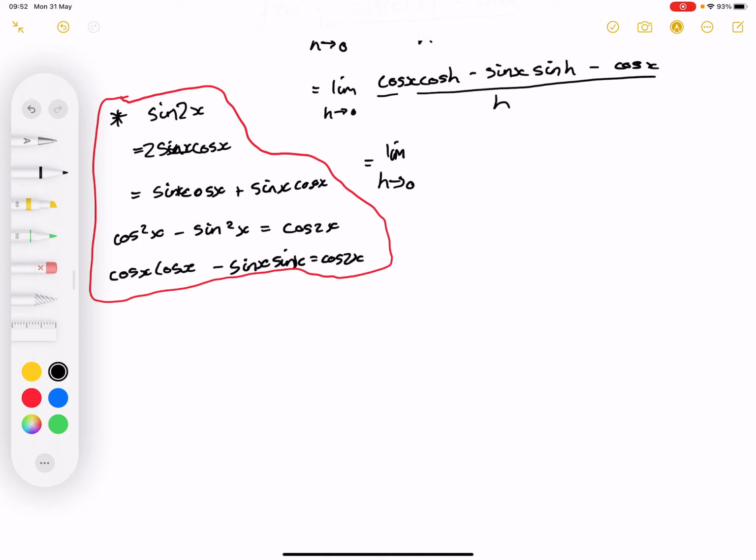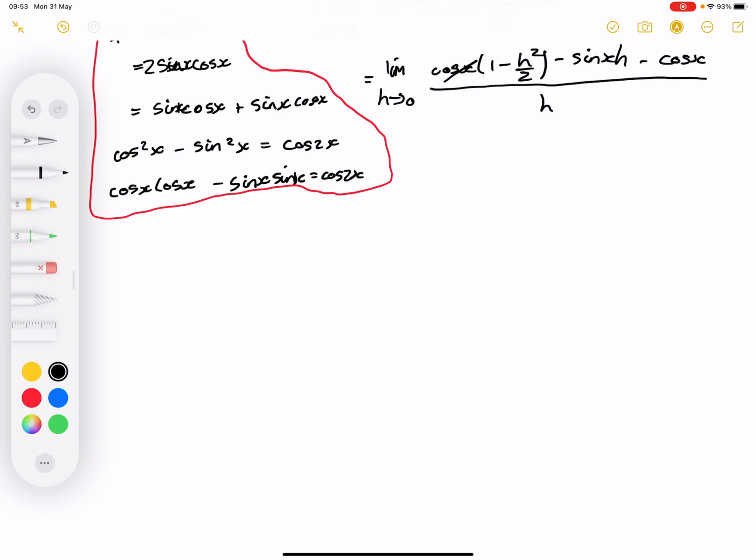I'm going to evaluate what some of these things will be when h becomes small. So cos h will become 1 minus h squared over 2, so cos x times 1 minus h squared over 2. That 1 here will actually cancel with this cos x here. So we'll deal with that in a minute. Minus sine x times h, because sine h tends to h when h becomes small, minus cos x all over h.